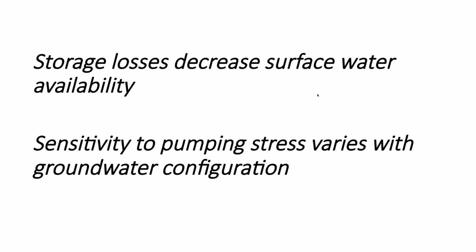So yeah, the point of that is just to show that surface losses decrease surface water availability. That's what we expect and what we've seen in a lot of previous studies. But then when we look at it within an integrated framework, we can see that the sensitivity to pumping stress varies with groundwater configuration. And so this is a case for showing that we really should be including these integrated models with human impacts if we want to fully understand the ways that humans are operating within these natural systems.